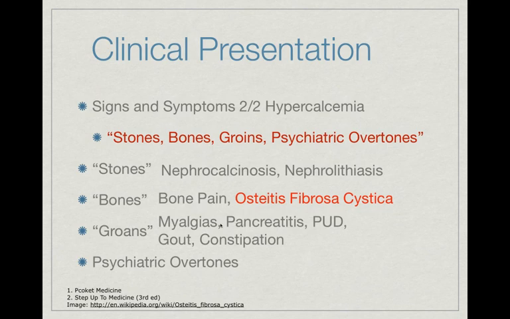And psychiatric overtones, that's just calcium causes badness in the brain. So we have things like depression, anxiety, and confusion.